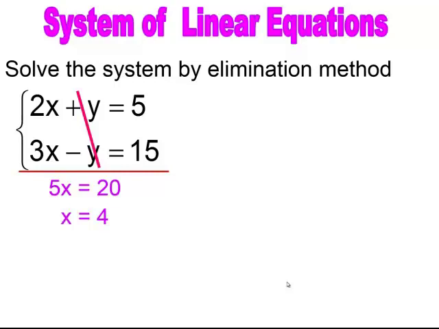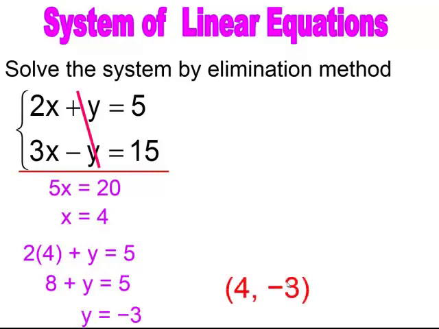And now I'm going to substitute 4 into one of the equations. It doesn't matter which one you choose. I chose the first one. I substituted in and I solved for y. So I get y equals negative 3. And remember to write your answer as an ordered pair. So the solution here is going to be parentheses 4 comma negative 3 parentheses. That's my ordered pair.